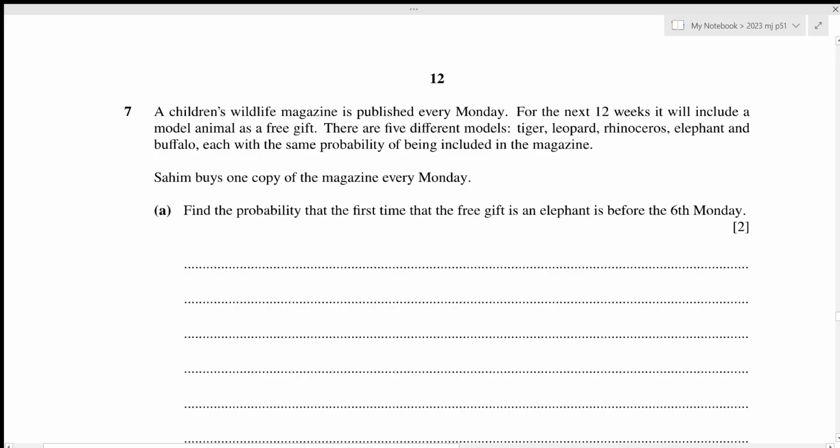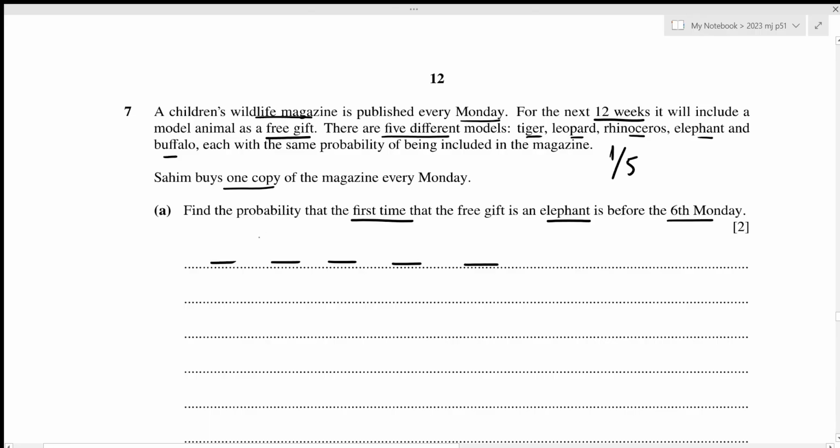A children's wildlife magazine is published every Monday. For the next 12 weeks, it will include a model animal as a free gift. There are 5 different models: tiger, leopard, rhinoceros, elephant, and buffalo, each with the same probability of being included in the magazine. So we have 5 different possibilities. Same probability is 1 by 5. Sahim buys 1 copy of the magazine every Monday. We now need to find the probability that the first time that the free gift is an elephant is before the 6th Monday. So before the 6th Monday is the first 5 Mondays.